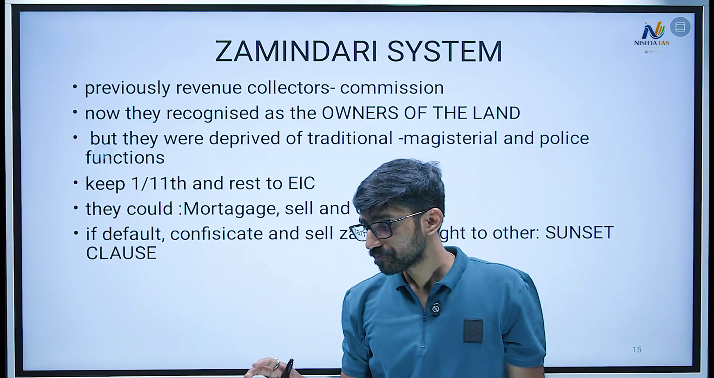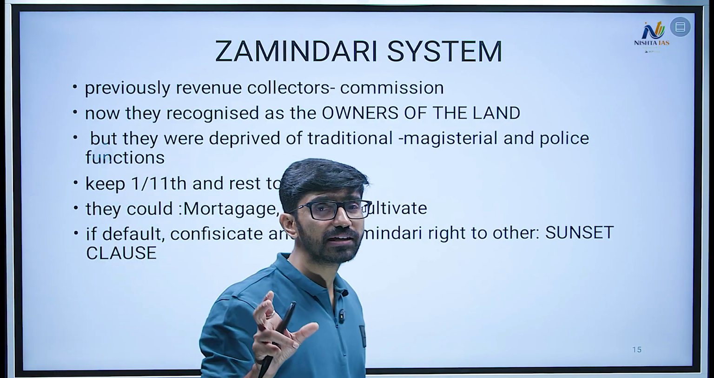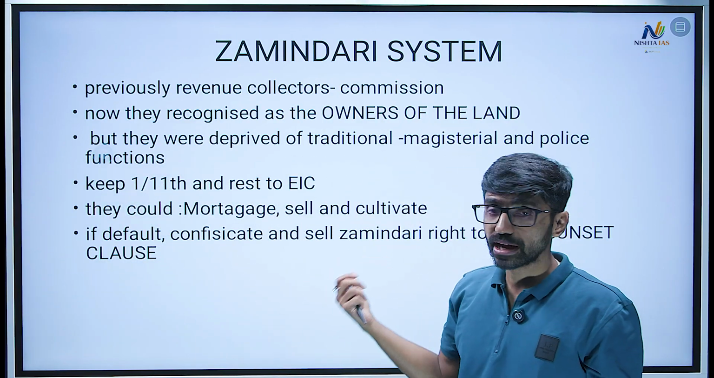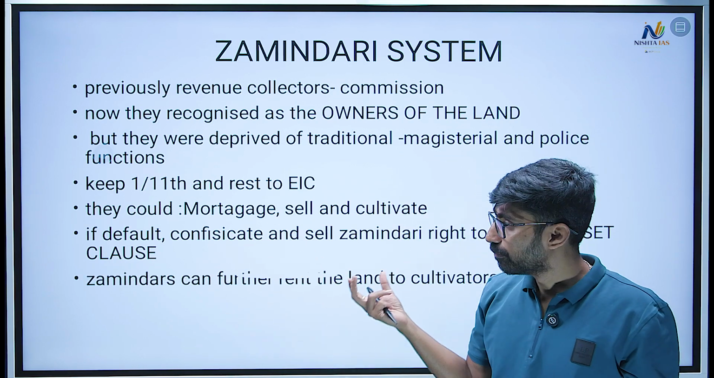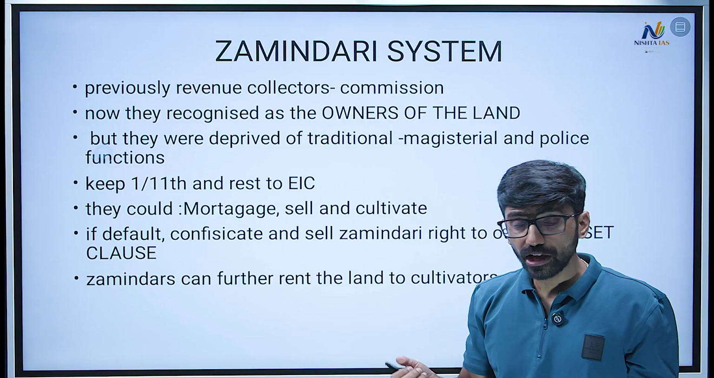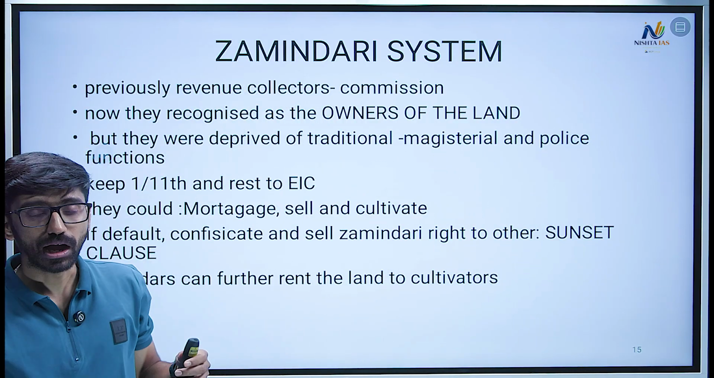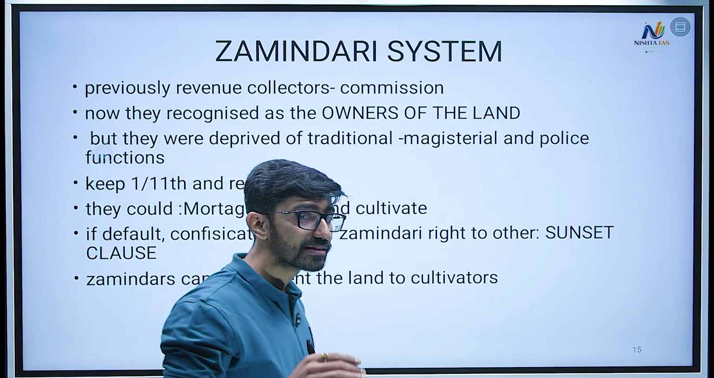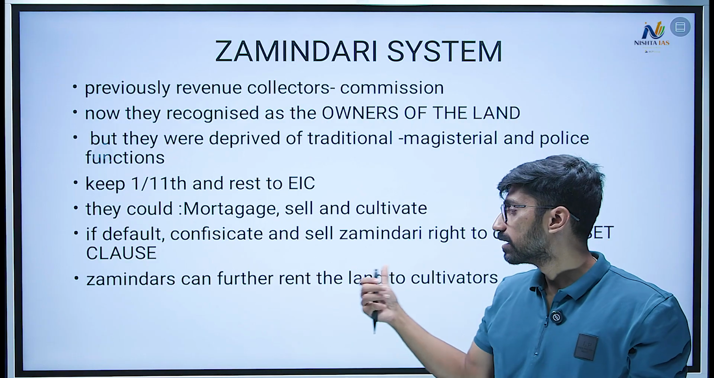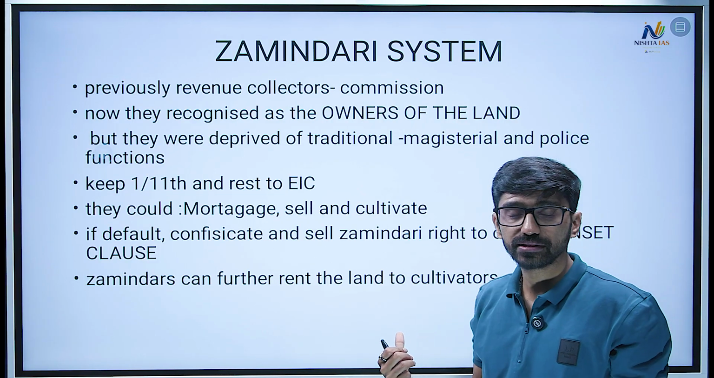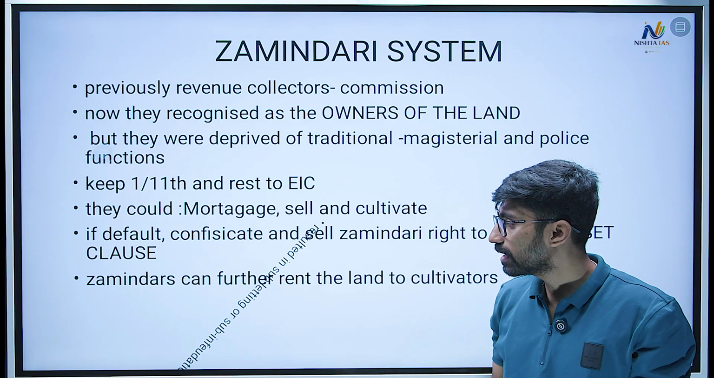Sunset clause in the sense, one day will be fixed, the date will be fixed. By the time of the sunset on that date, if you don't pay the revenue, your zamindari right will be auctioned out or given to somebody else by confiscating it. And it led to sub-infeudation also. Zamindars became owners of thousands of acres and they used to live in cities, and that is the reason they gave their rent collection right to other zamindars. They further rented the land to cultivators. They can further give their zamindari right to some other zamindars to collect the revenue. That's exactly what happened.